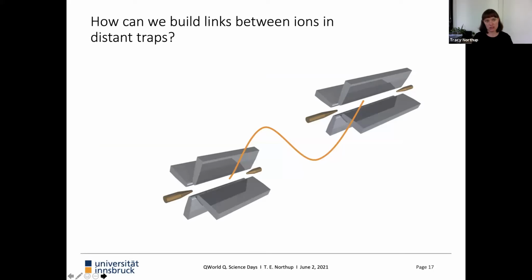And then the question to look at today is, how can we build links between ions in distant traps? So now this is the picture I want you to have in mind of two Paul traps separated by some distance. And I've sketched a little orange wiggle here to show you an optical fiber connection that would link those two systems. So in this case, we're not going to be able to rely on shared motional modes for gate operations.